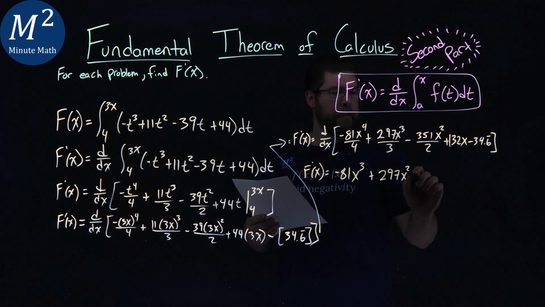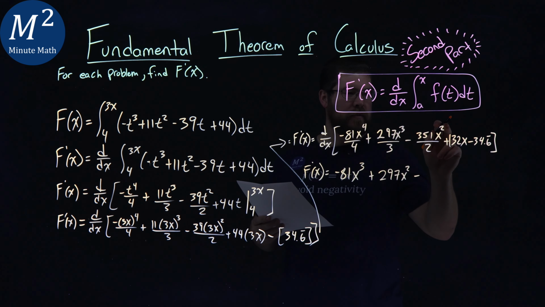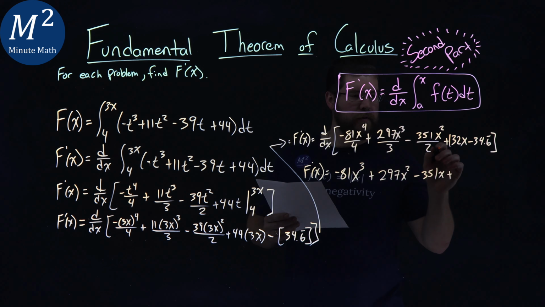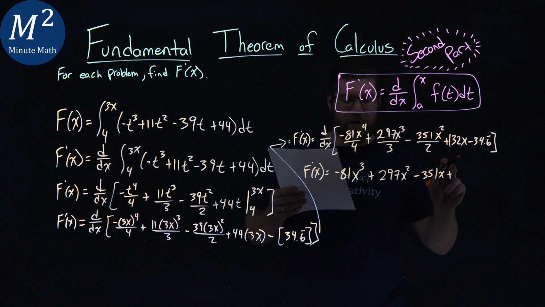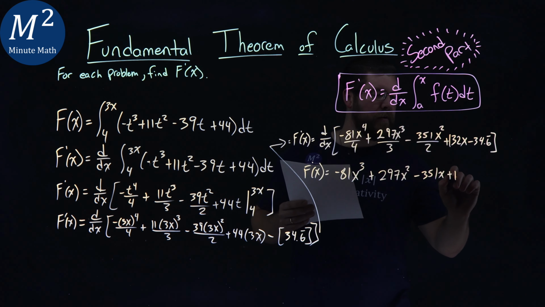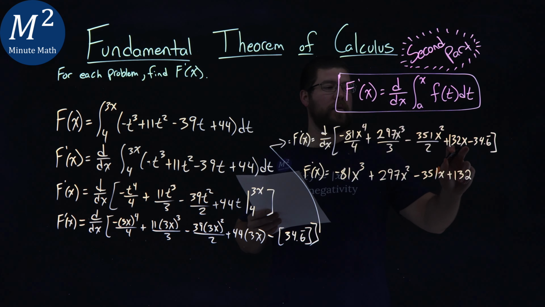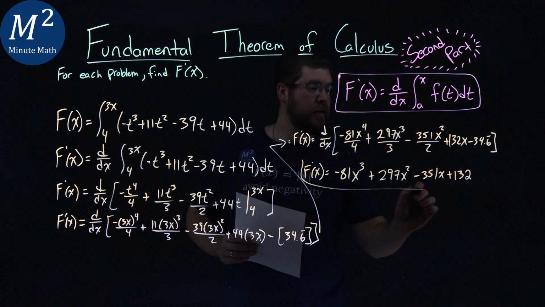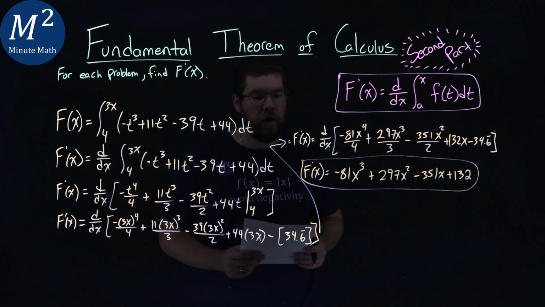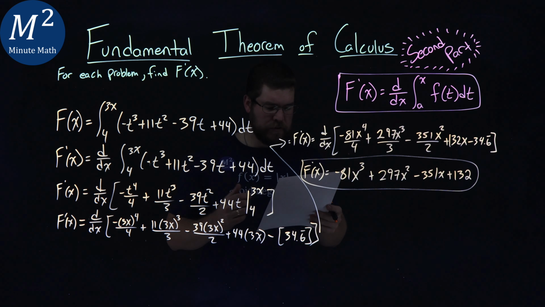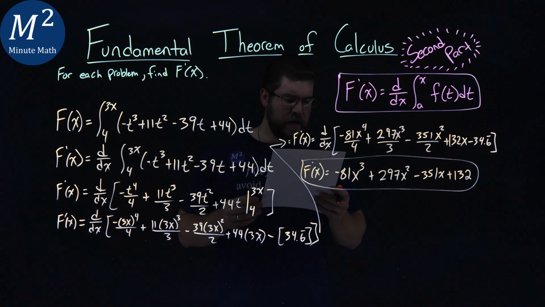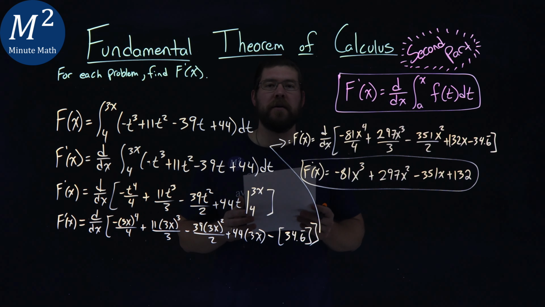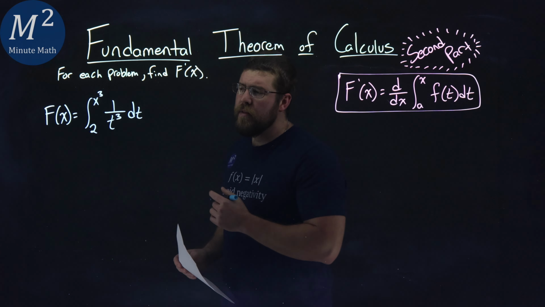Minus, same thing here, 351 x squared comes down, the 2 cancels, so 351x, plus we have just the 132, the derivative of 132x, and the constant disappears. Didn't really need that. And so we have it here, long, but not too bad. Our final answer, f prime of x, is equal to negative 81x cubed plus 297x squared minus 351x plus 132.